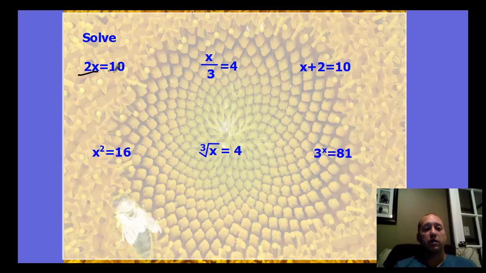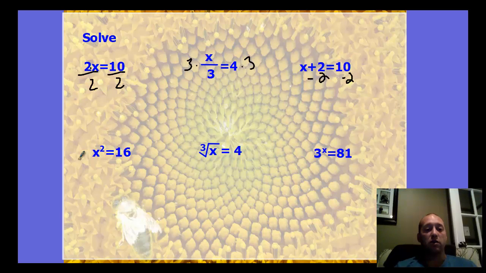For this one, we would divide both sides by 2. And why do we divide both sides by 2? Because we're multiplying here. Here we're dividing by 3, so we want to multiply both sides by 3. Here we're adding 2, so we're going to subtract 2. So it's doing the opposite operations.